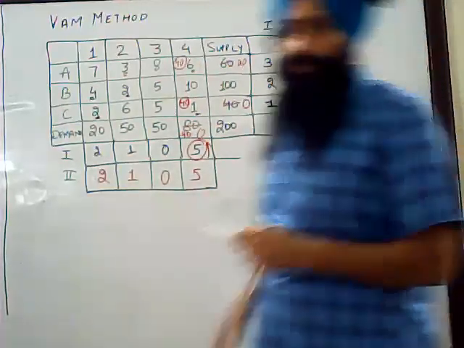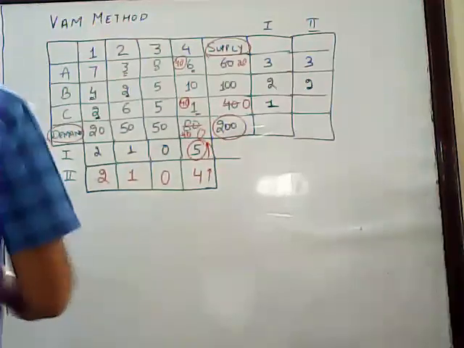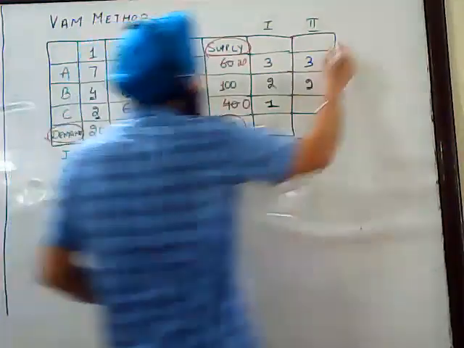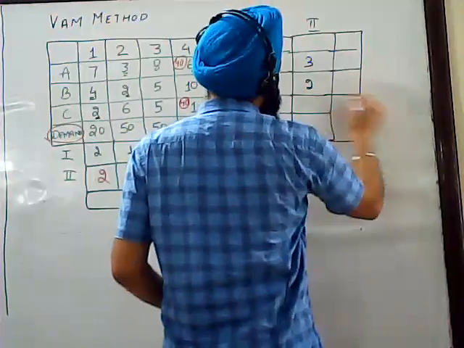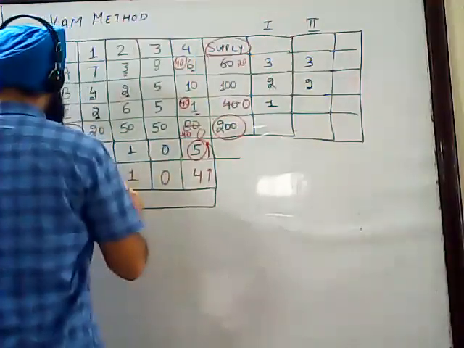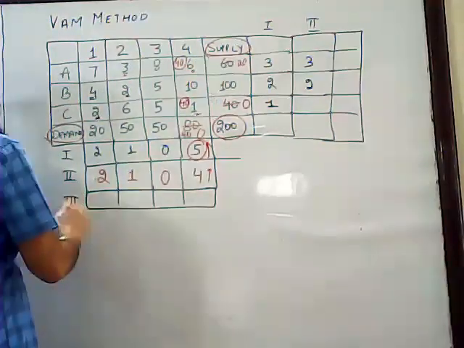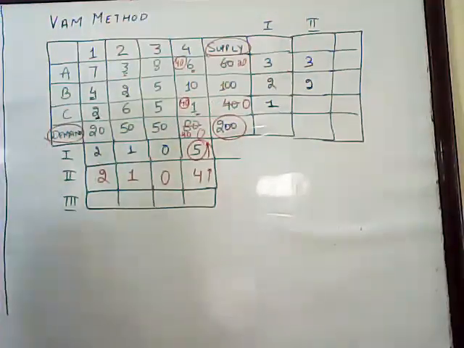Okay, so this is our second step. Again, we have to find the penalties from each row and column. Find the minimum element from this row and column.